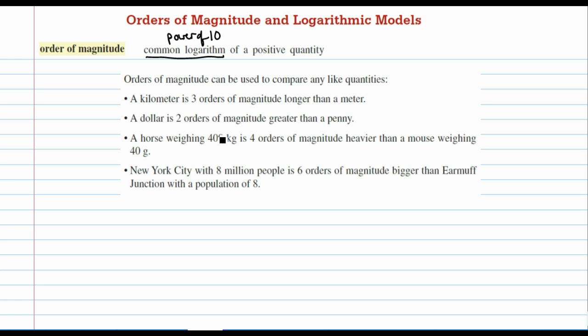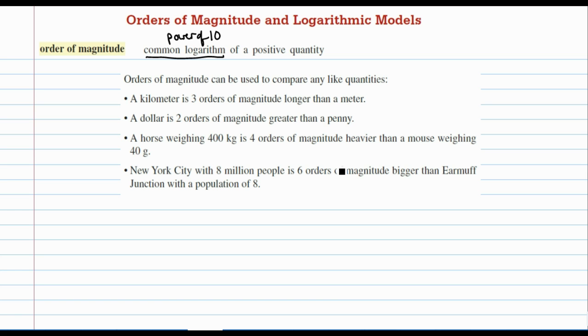A horse weighing 400 kilograms is 4 orders of magnitude, so a 1 with 4 zeros, that would be 10,000 times heavier than a mouse is. New York City, with 8 million people, is 6 orders of magnitude bigger than Earmuff Junction with population 8, so it is 1,000,000 times bigger. New York City is 1,000,000 times bigger than Earmuff Junction.